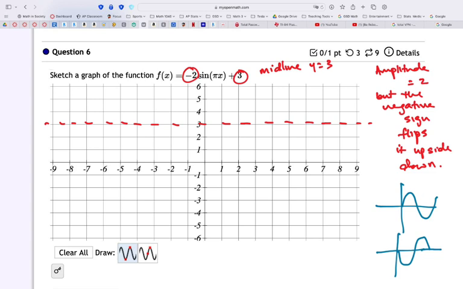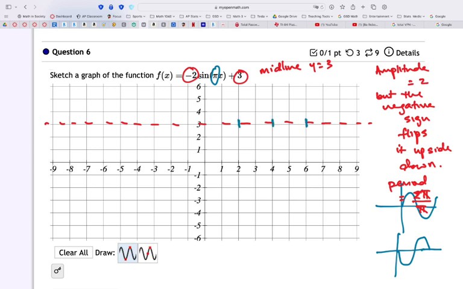All right, so let's find the period. The period is 2 pi divided by the number in front of the x, which happens to be pi. So 2 pi divided by pi, the pi cancels off, it's 2. So we now know that the period is 2. So now we divide the graph into 2. Now look at the x-axis. It's in radians.